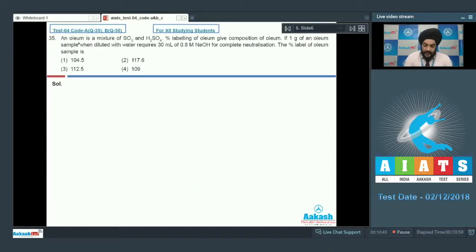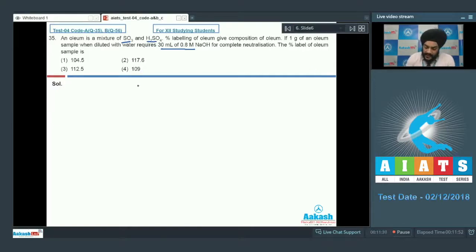Question number 35. An oleum is a mixture of SO3 and H2SO4. The percentage labeling of oleum gives the composition of the oleum. It is further mentioned to us that if 1 gram of an oleum sample when diluted with water requires 30 ml of 0.8 molar NaOH for complete neutralization, then the percentage label of the oleum sample is. So students, what happens is we add water to the oleum sample and the SO3 which was present in the sample is converted into H2SO4.